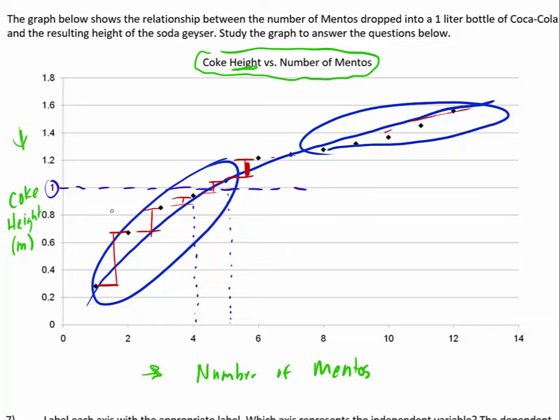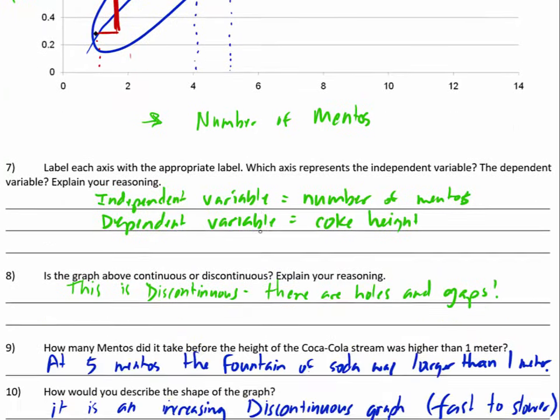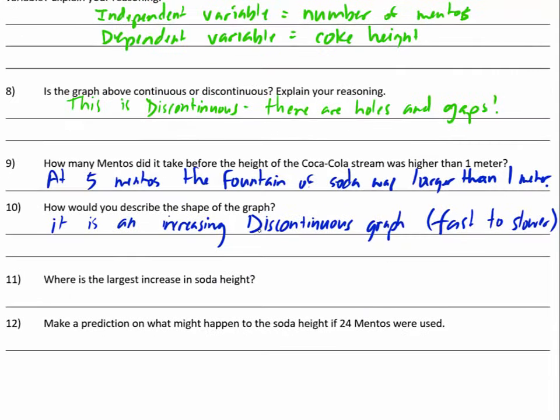So I think between the first and second mento, that's when our highest gap or the highest change in coke height occurred. So from the first to the second mento. Can't spell today. First to the second mento.